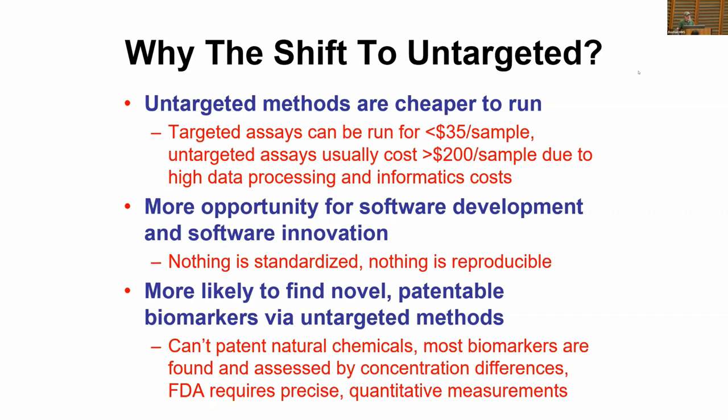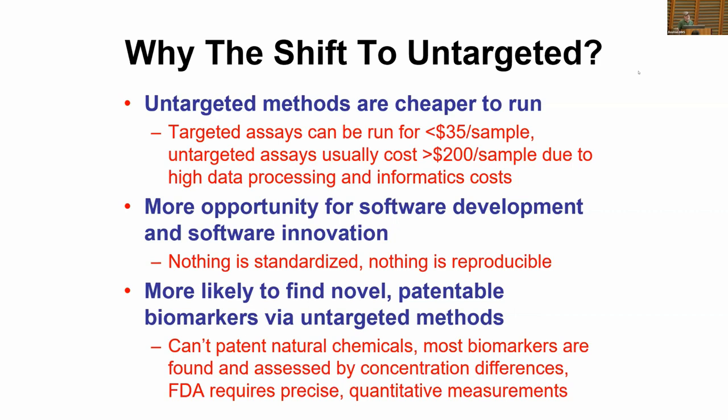The other thing that people believe is that if you can find novel markers, which you generally can't, you can then therefore patent them, and therefore marker discovery is better through untargeted. And what people don't realize often is that you can't patent natural products. You can't patent genes. You can't patent existing compounds. So most biomarkers that are approved or used or even patented are basically those that are assessed by concentration differences. So underline the word concentration. The FDA requires precise quantitative measurements for approved biomarkers.